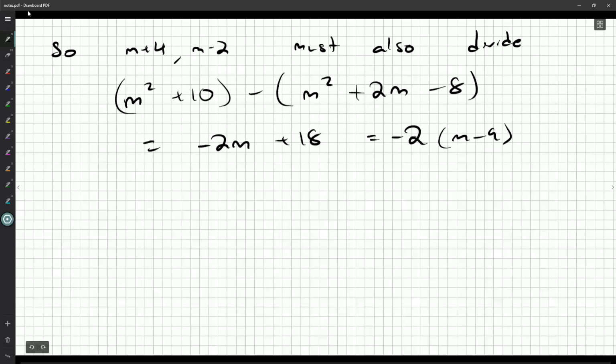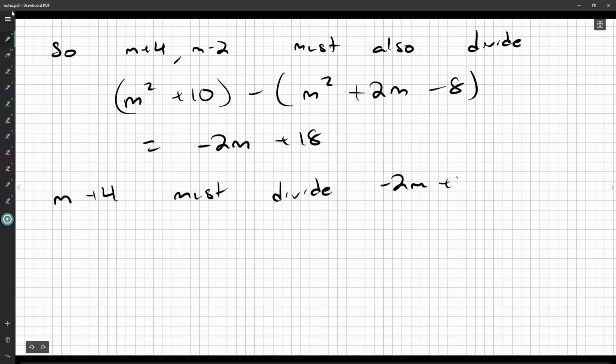Okay. Which I guess we could write as 2 times minus m minus 9, I guess. Where to go from there? Well, we could look at just a single factor and say something like m plus 4 must divide negative 2m plus 18 plus 2 copies of m plus 4. Because if it divides this one and it divides this one, then it divides their sum. And that's really what we're basing this on.